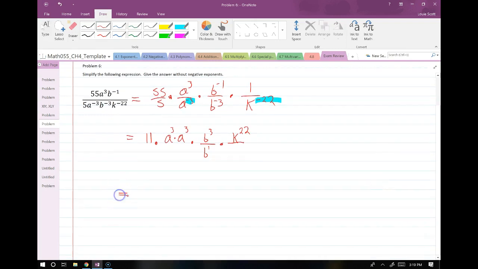All right, now I just go through and I simplify things a little bit more. So now I still have my 11 out front times a cubed times a cubed. That gives me a to the 6th. B cubed over a single b. What do I get when I simplify that? Good, b squared. Yeah, we just subtract 1 from that upper exponent. So I have b squared. And then k to the positive 22, there's nothing else to do there. And so that's it. We'd be done. So the important thing in those types of problems is just that you're methodical. You just go through it. Don't skip steps. That's where the mistakes happen.